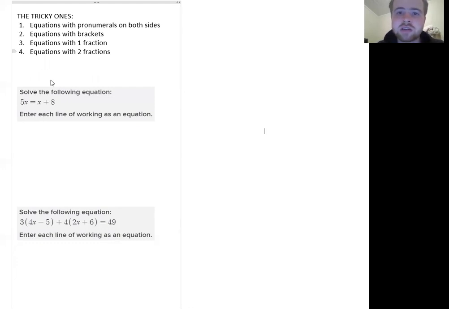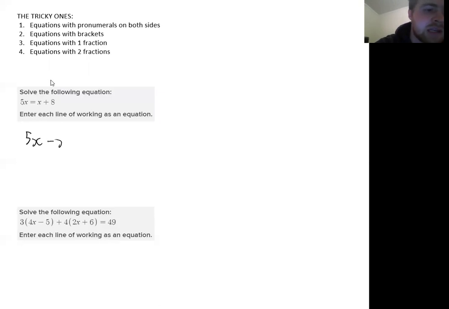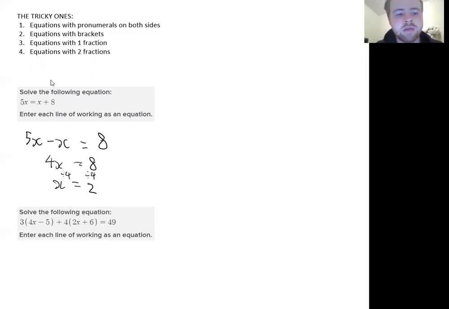We're going to move the x on the right side over to the left by taking away x. So we're going to go 5x minus x equals 8. Okay, and then we're going to check, are all the pronumerals on the left side? Yes. Is there anything else we can move to the right side? No. So then I can just go 4x equals 8. And then the last thing we need to do, the opposite of 4 times, is divide by 4. So we divide by 4 from both sides. Okay, you could show it like this if you wanted to, or you can just work it out. Divide by 4, x equals 2.